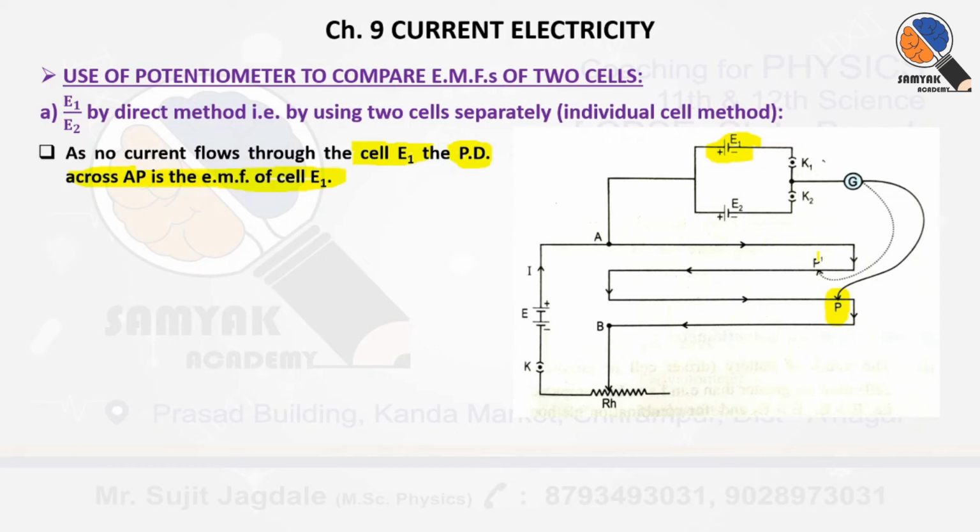So whatever be the potential difference of that segment AP will be considered as the EMF E1 of that cell, and according to the principle of potentiometer, the potential difference of that section AP will be directly proportional to the length of that segment. So suppose the length of that AP is L1, so we can write E1 is equal to I sigma L1, or we can also write E1 is equal to K into L1, because here I into sigma is going to be constant.